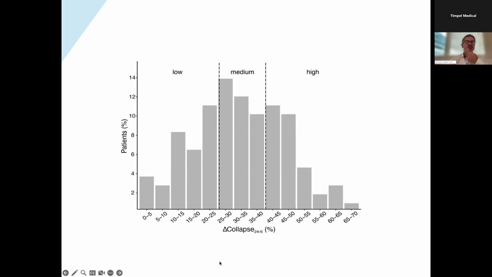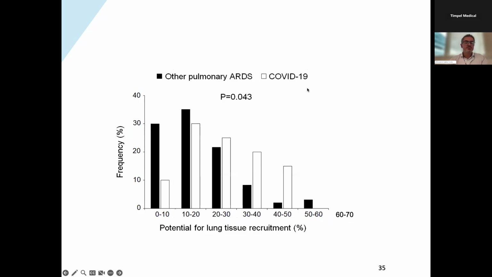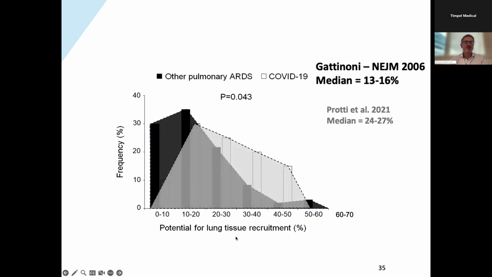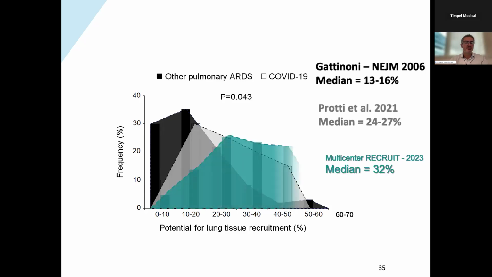So this is the distribution. They divided the recruitability into 3 different categories: low, medium, and high. And you can see that if you compare this to other publications, the amount of recruitment. So this is recruitability from Gattinoni's paper in New England 2006. So this is from Proti, and this is the recruit. So you can see that recruitability is not so different. If it is different at all, it's even higher than previous studies.